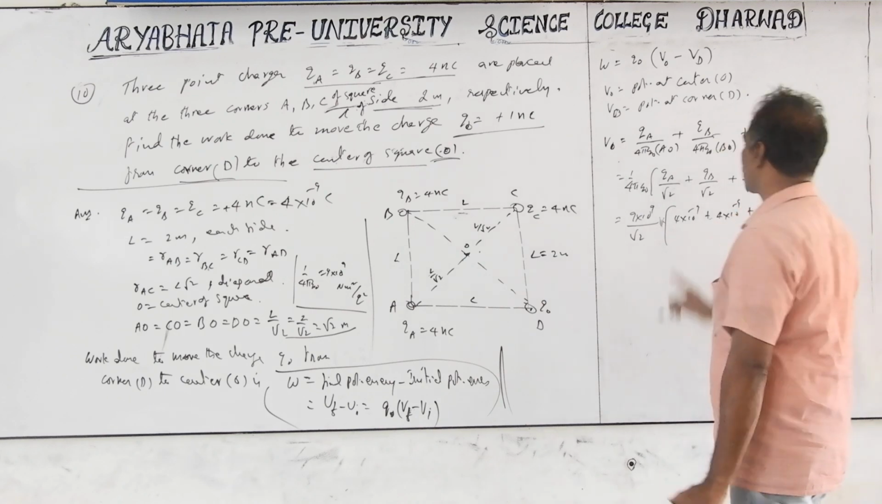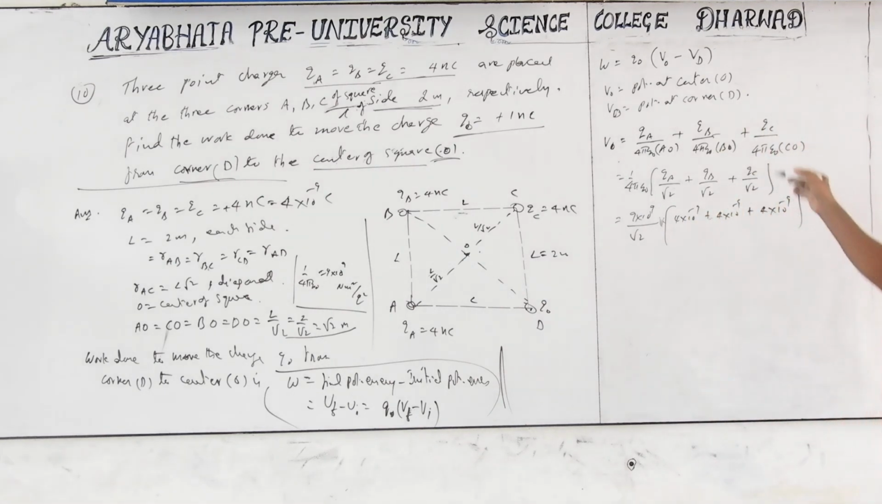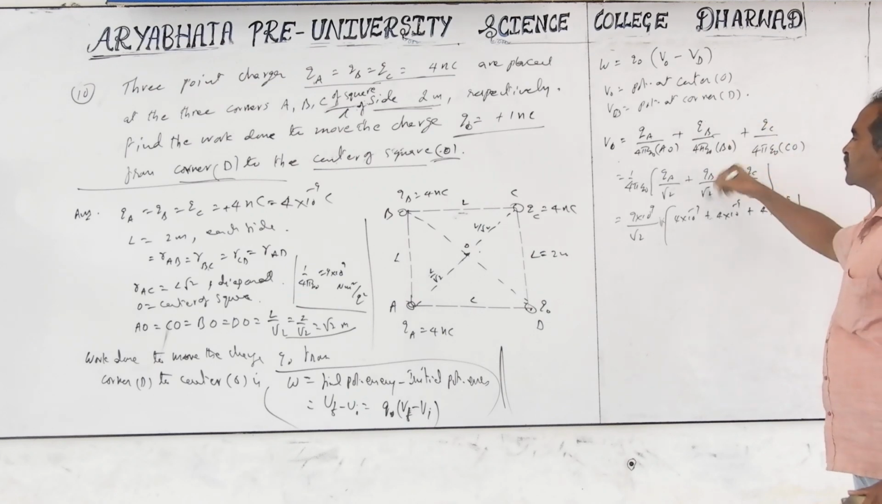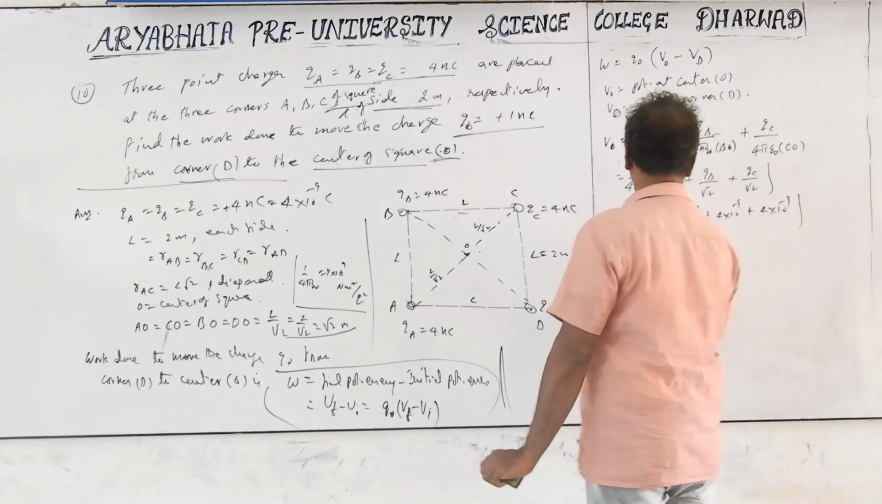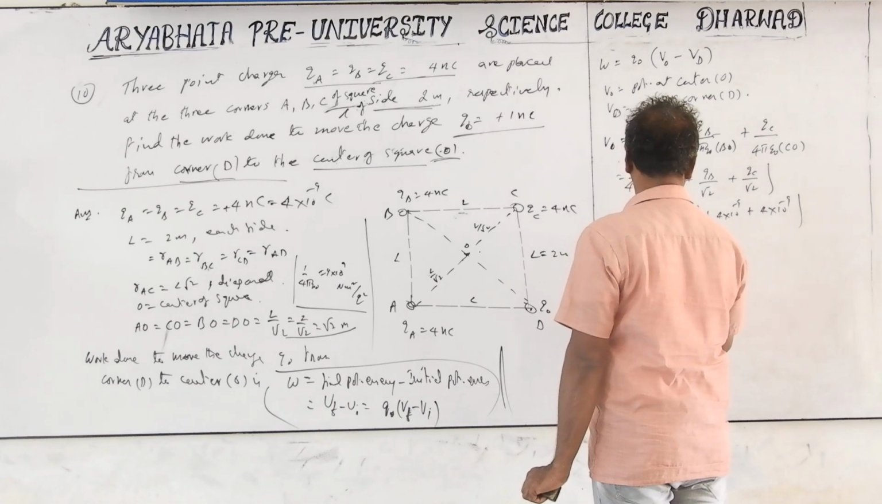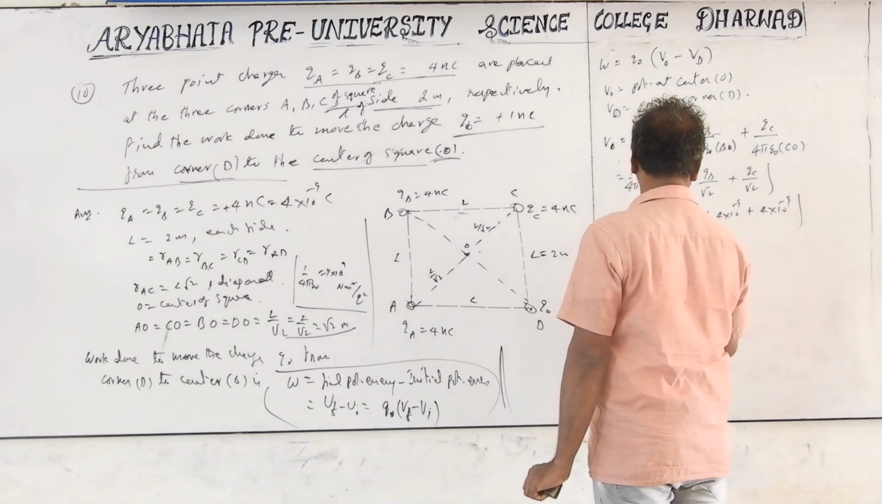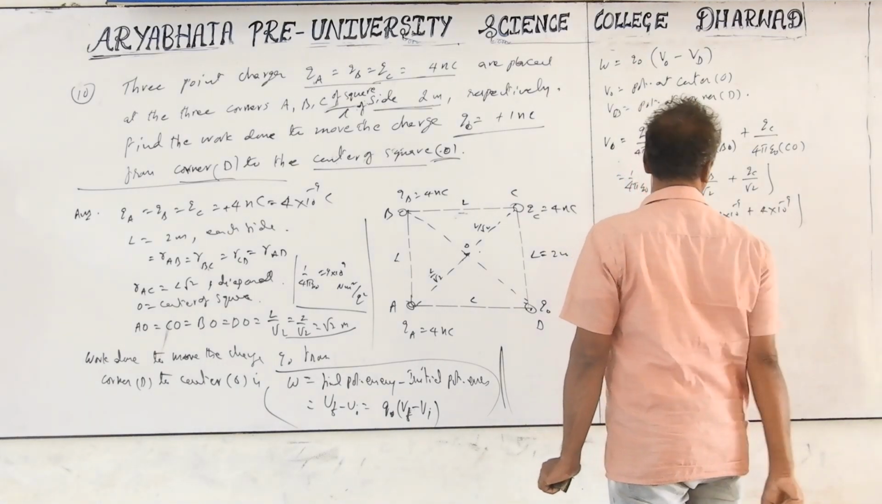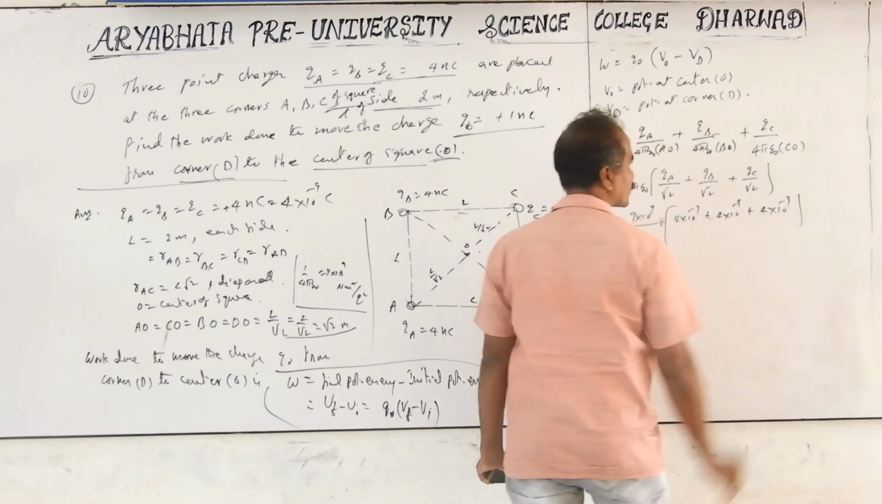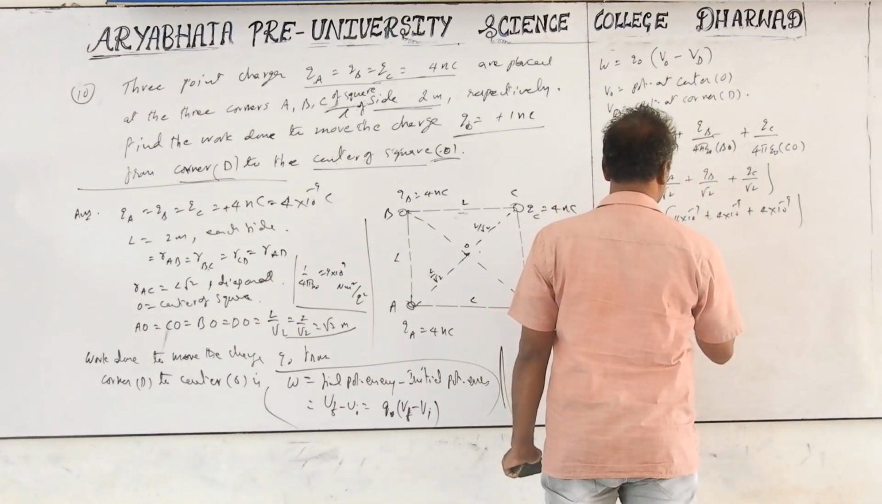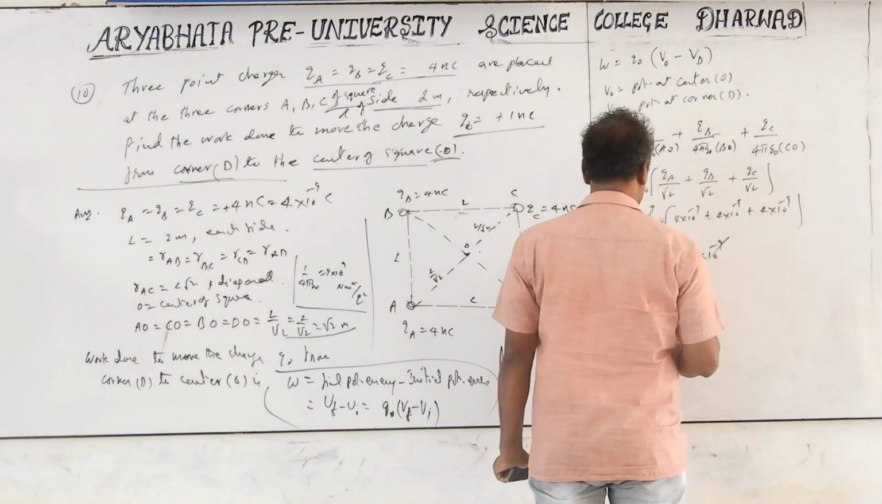If any charge is given negative, don't take the modulus like in electric field. Let the charge positive be positive, negative means negative. This will be 9 by root 2 into 10 to the power of 9. 10 to the power of minus 9 we also take out common here. 4 plus 4 plus 4 is 12, into 10 to the power of minus 9. Powers cancel.